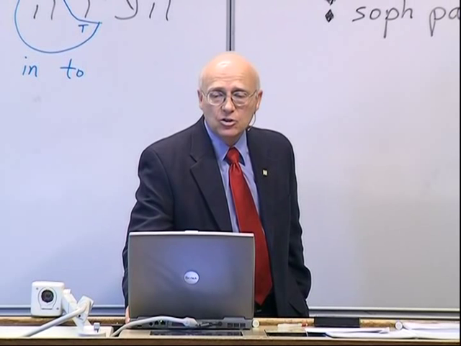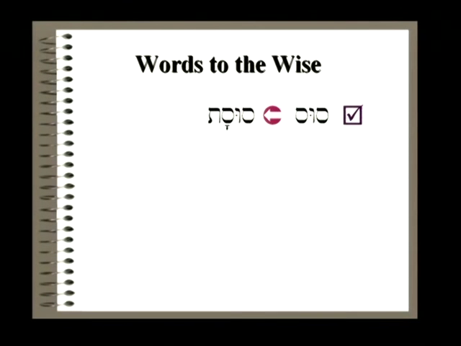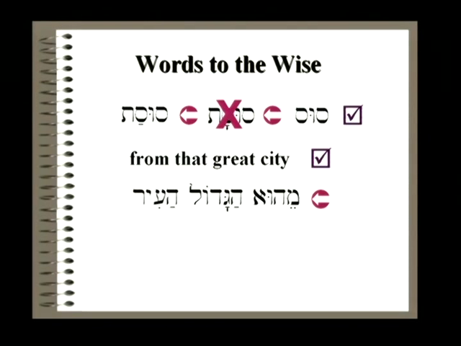All right? And sus, susat, what's wrong with it? The construct, feminine singular, should be susat. All right? Susat. From that great city is not Mehu Hagadol Ha'ir. There are two things wrong here. Number one, if that is modifying city as an adjective, it has to agree with the noun in definiteness, and it will follow, not precede. And Hagadol doesn't fit because ear is feminine.